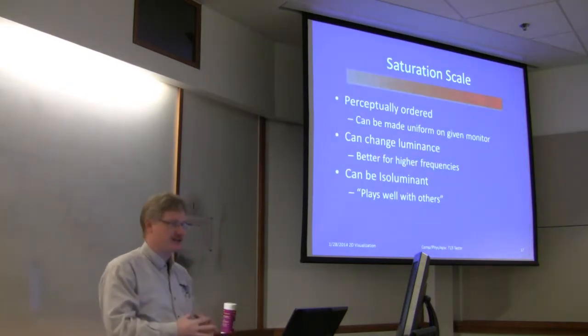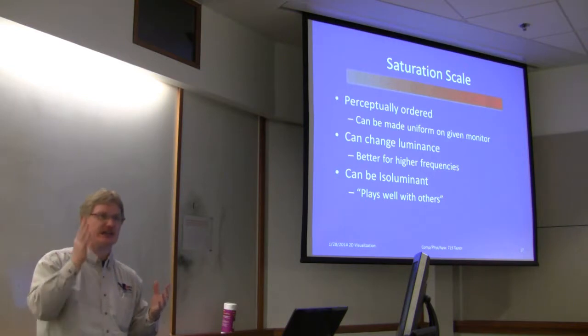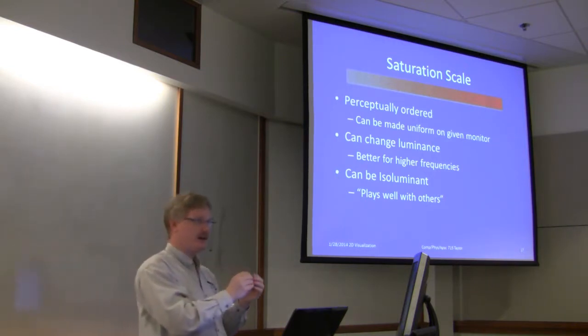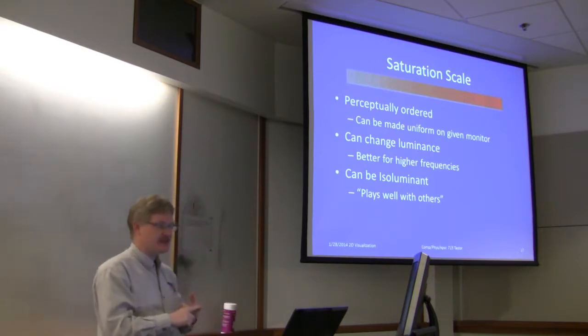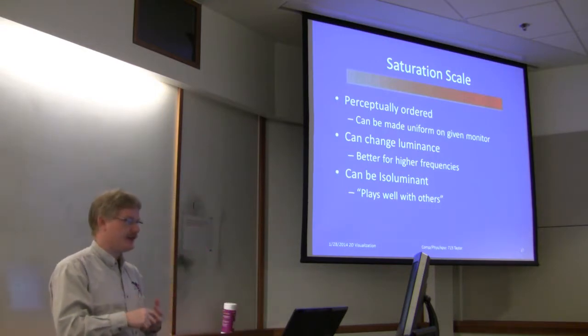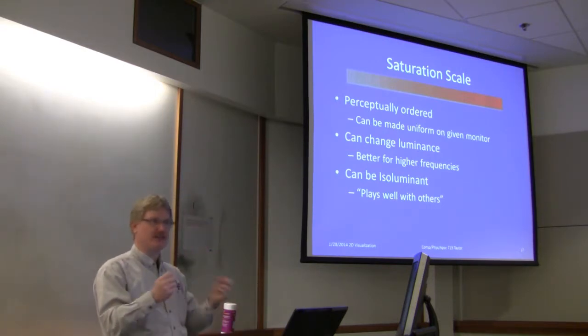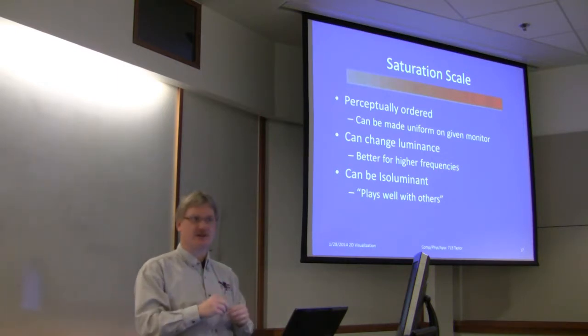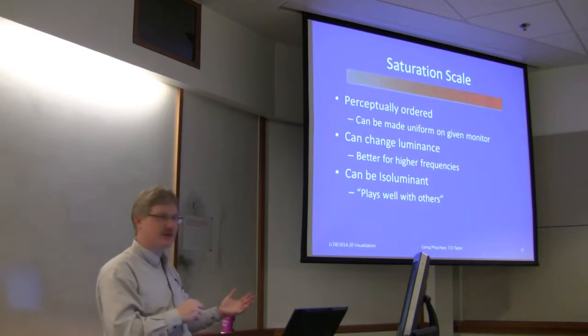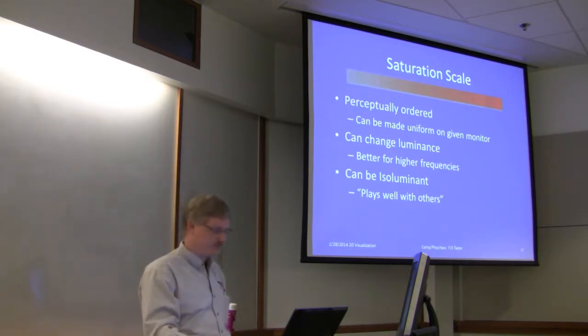All right, saturation scale. You can say, okay, I'm going to just take one color and mix it with gray and go from gray to a saturated color. Again, it's perceptually ordered, and you have the same choice. If I want to see the details in the color map, then I make the luminance contrast across the display. If I want to map it onto another surface, then I make it isoluminant.